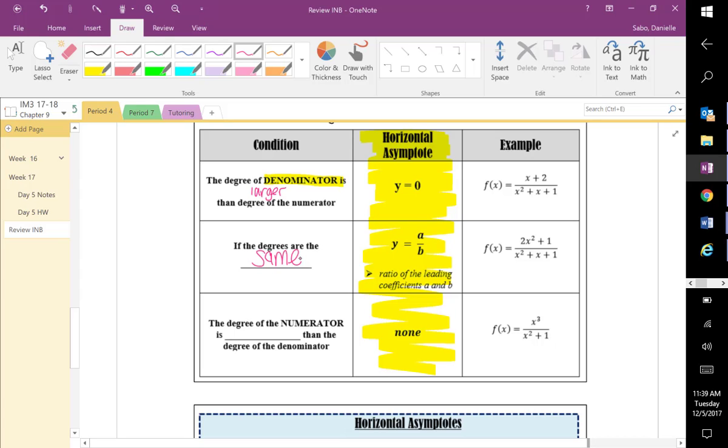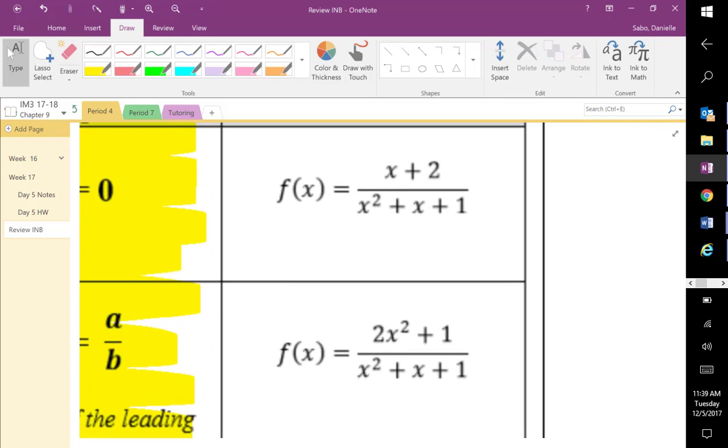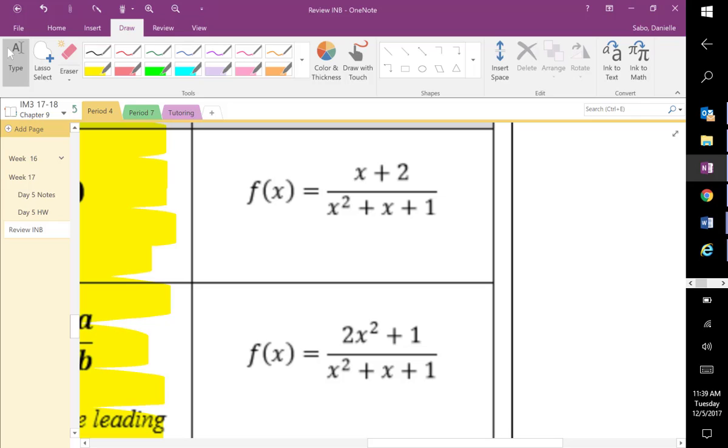So I'm just going to do this example one with you again so that you can have something to look off of. We've already did it in the past interactive notebook, but let's take the time to do it in this part. Let's start with the first one, actually. What's the degree of the top? 1. What's the degree of the bottom? 2. Which one's higher? The bottom one. Okay, that's why y is equal to 0.